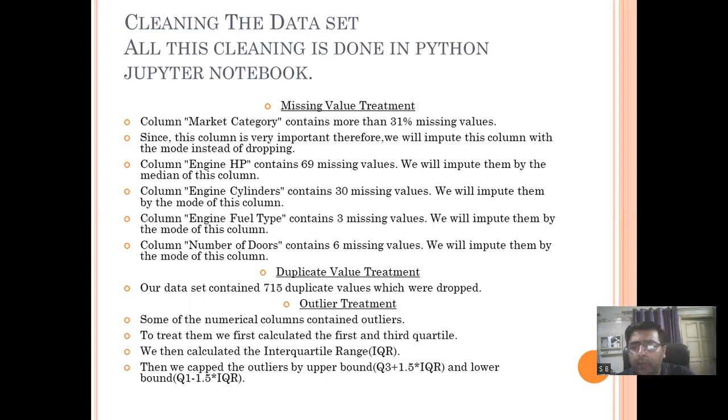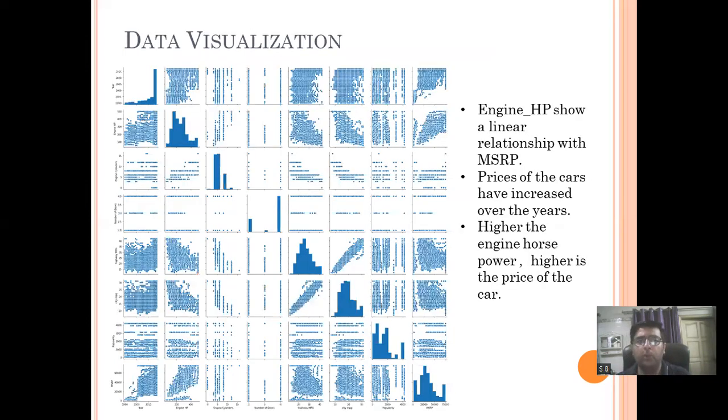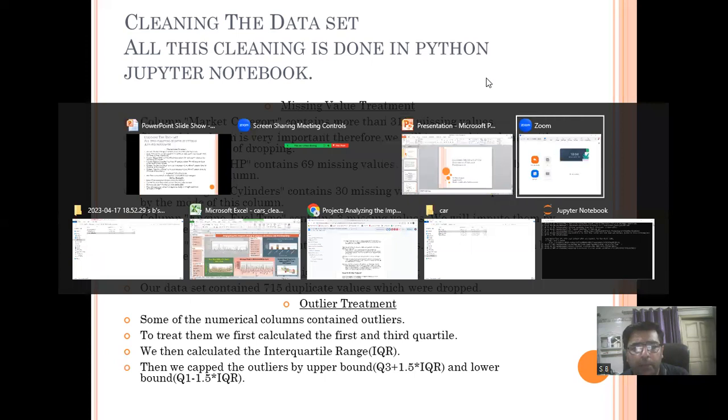Next comes our duplicate value treatment. Our data set contains 715 duplicate values which were dropped. Outlier treatment: some of the numerical columns contained outliers, so they were capped with the help of upper bound and lower bound. So I will be moving on to my Jupyter notebook, where I will present how the data cleaning part was done.